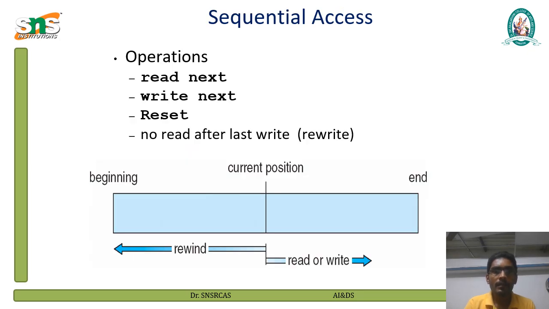Starting with sequential access methods, basically the operations are read next, write next, and reset the pointer to the specified position, and no read after last write or rewrite access. From the diagram, you can understand the file cursor, which is the current position. The right side is the end of the file, and the left side is the beginning of the file. From the current position, if you read or write towards the end, the file pointer moves from the current position towards the end, and if you go backward, it is denoted as a rewind file operation. So from the diagram itself, you can understand how the current position is moved forward and backward to the end of the file and the beginning of the file.